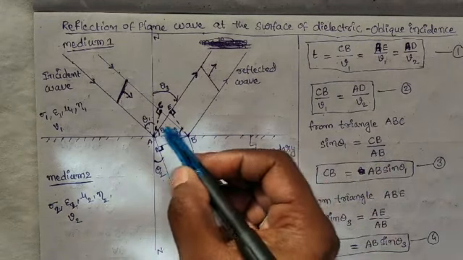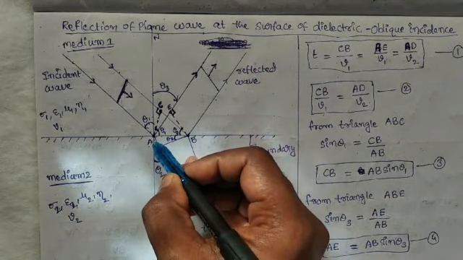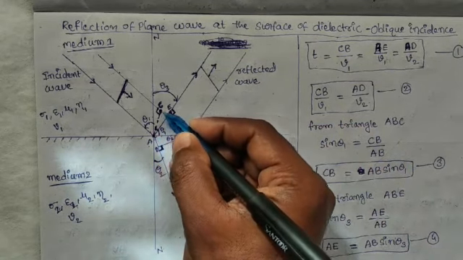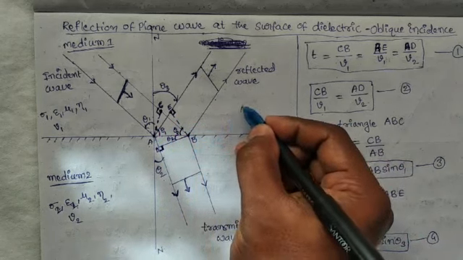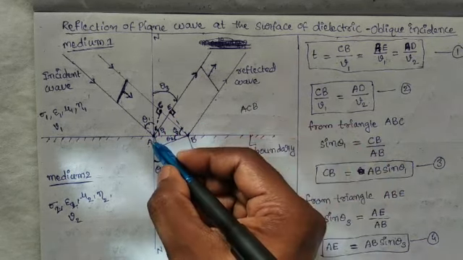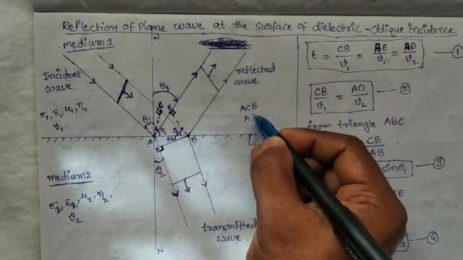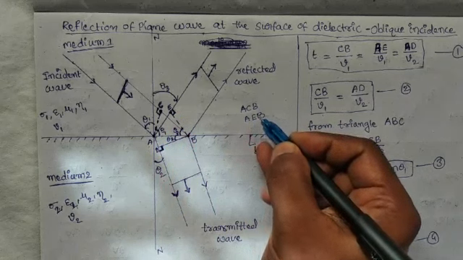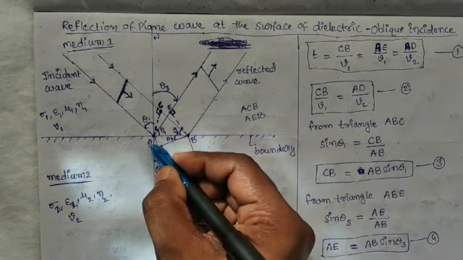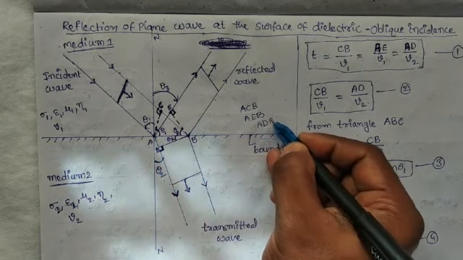Here in this diagram we are observing three right angle triangles. ACB is one right angle triangle, AEB is another right angle triangle, and ADB is another right angle triangle.